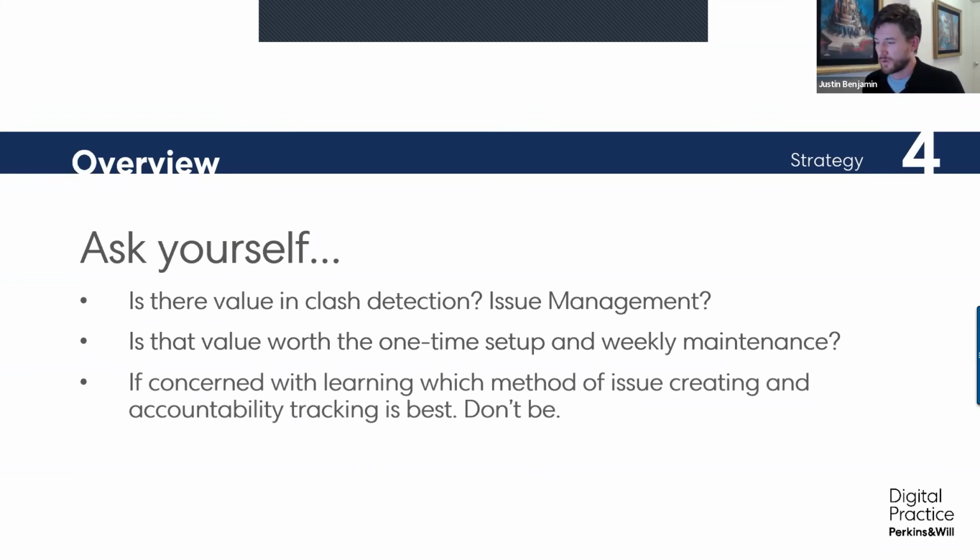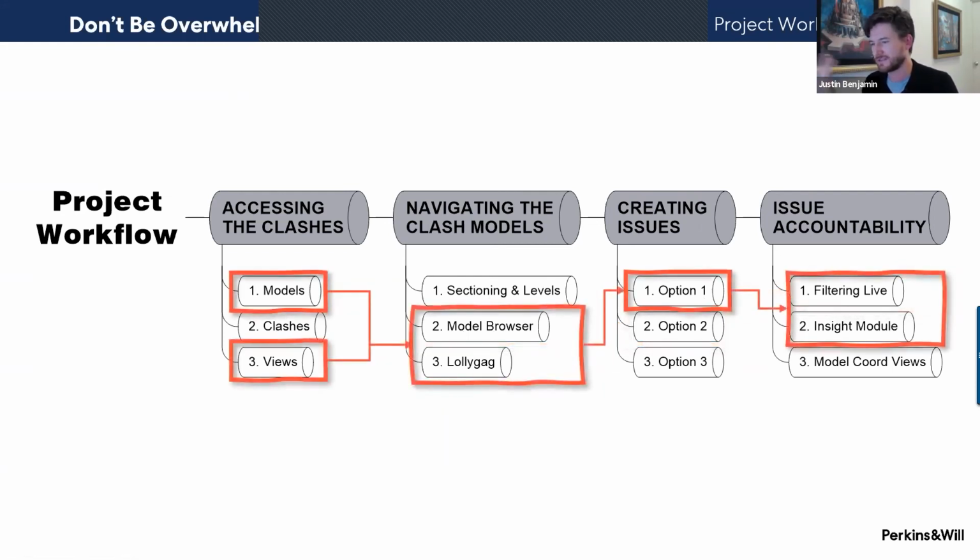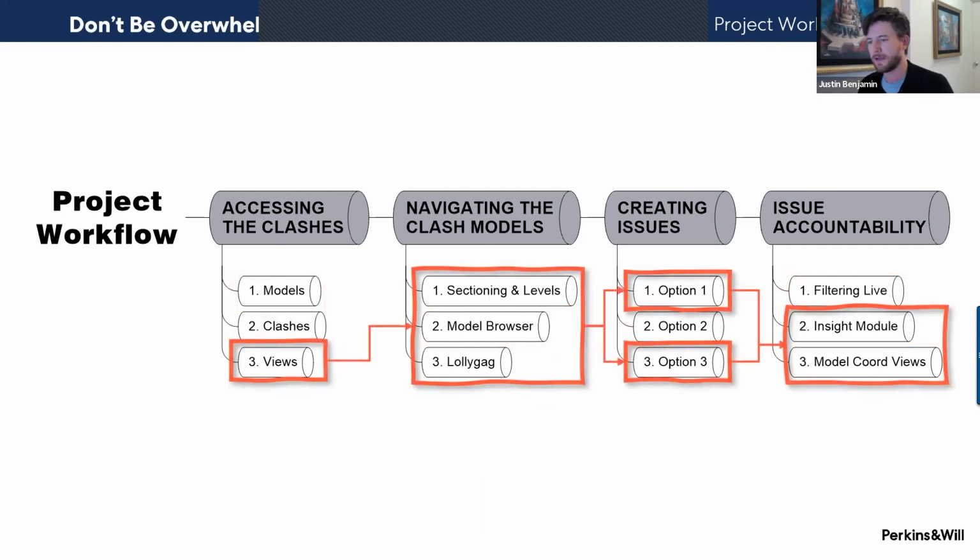If you're concerned with learning which method of issue creating and accountability tracking is best, I'm saying don't be. I showed this kind of workflow here. You can take advantage of just the models tab under the model coordination, and you can take advantage of just creating issues versus sectioning and leveling, and taking advantage of just option 2 of creating issues. You don't need to do all of the things per each tab to benefit. You can really piecemeal it and take advantage of only certain features.